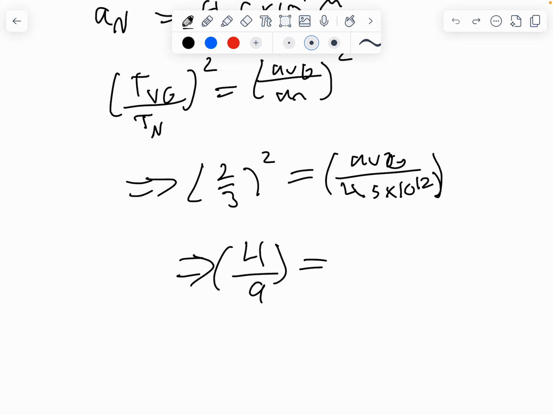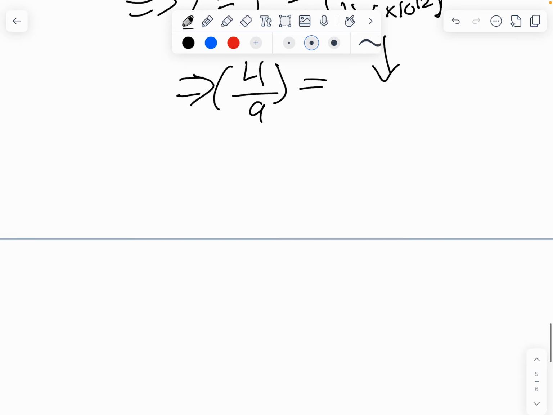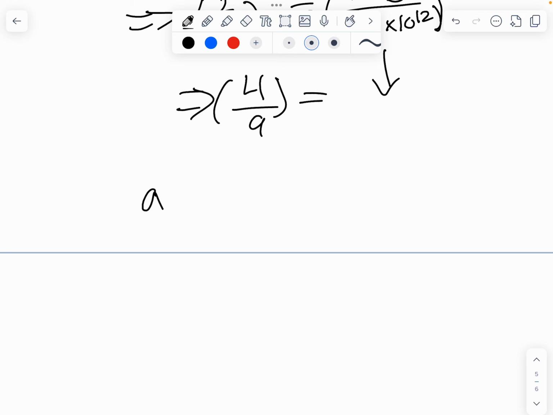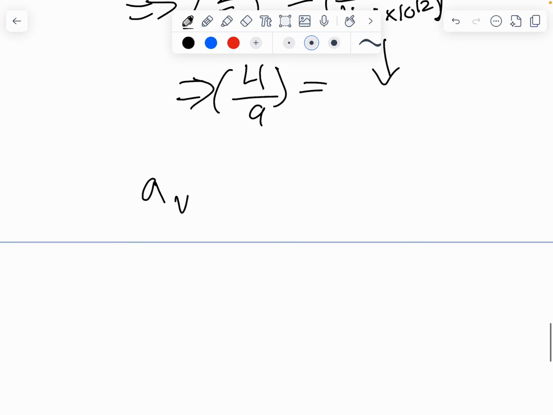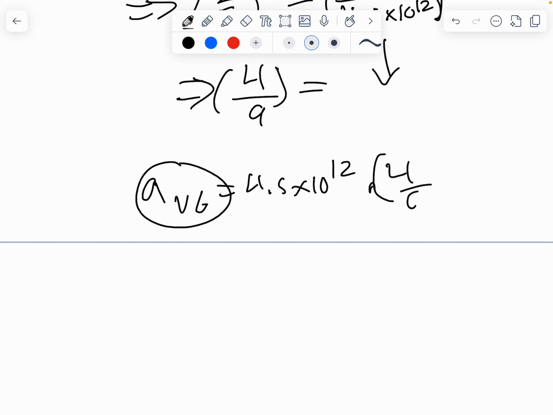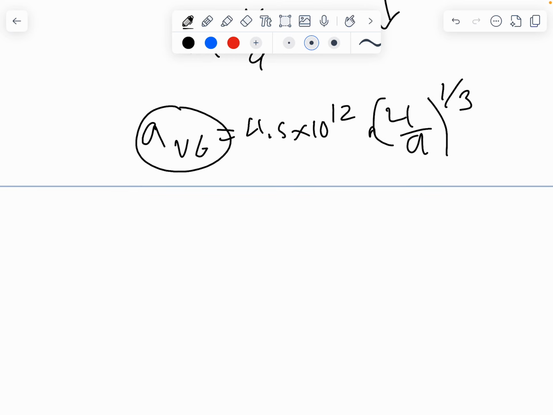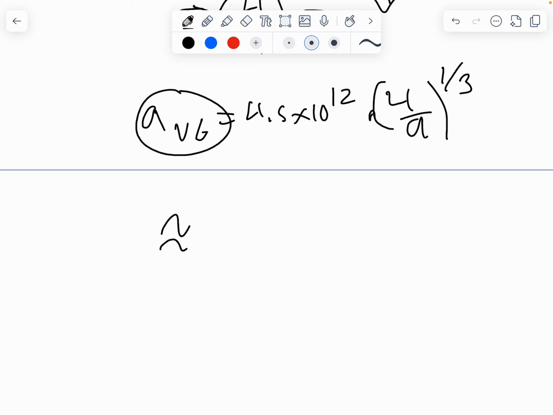Okay, I'm just going to bring this down. Then you've got to take the cube root of that to get A_VG by itself. And then you'd have to multiply 4 over 9 to the 1/3 power times this earlier value. And that would leave you with 5.9 times 10 to the 12th power m.